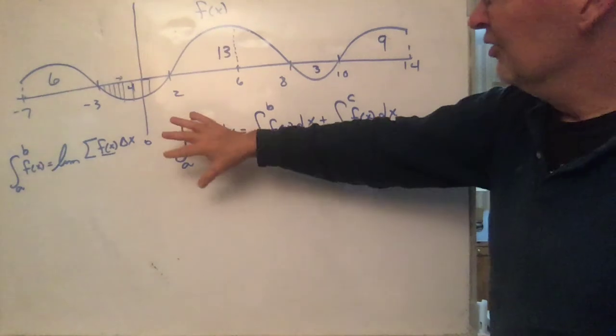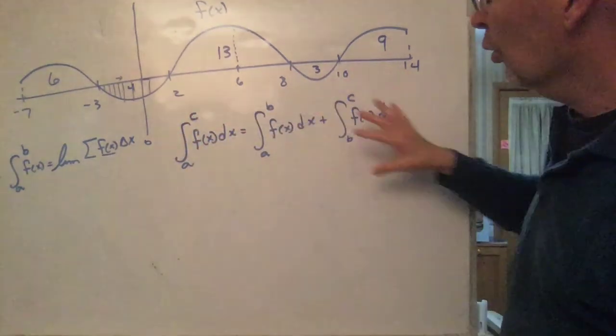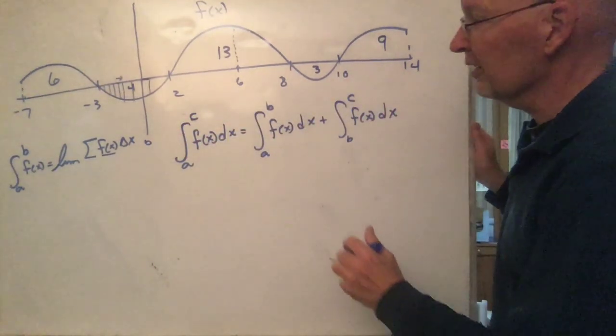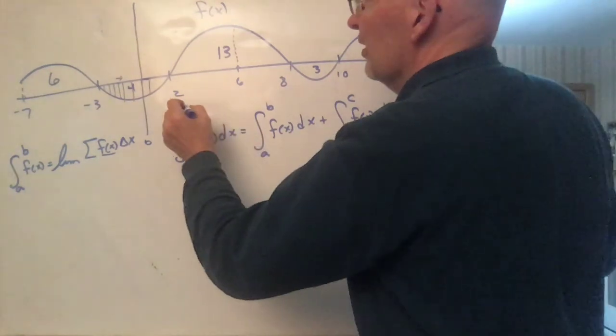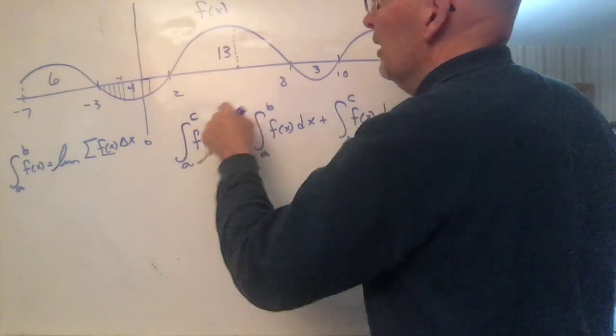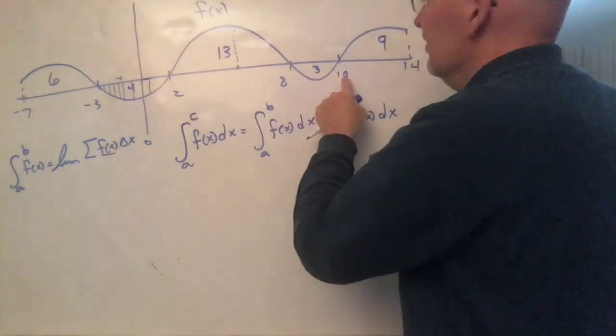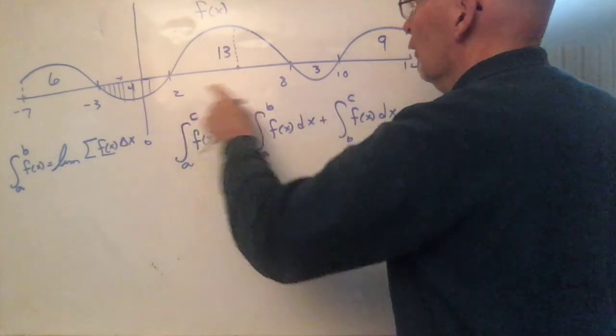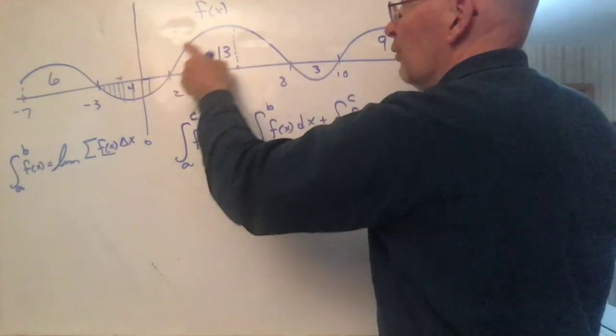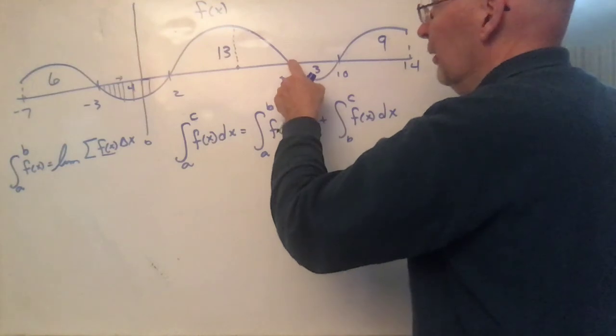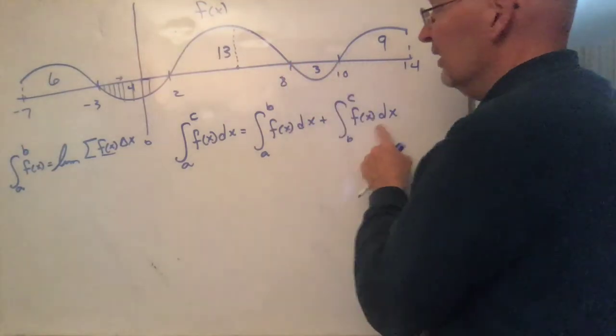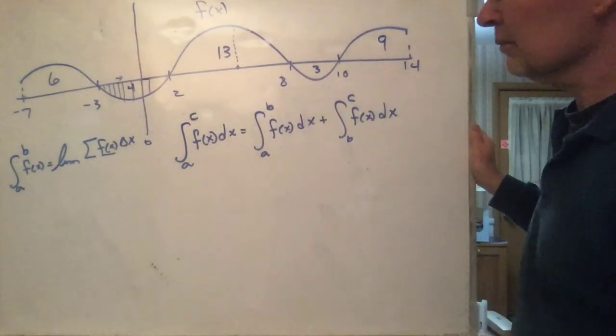And that doesn't depend at all on the order of a, b, and c. Let's look at some examples. Let's get rid of this one for the moment. If this is a, this is b, and this is c, we're saying that the integral from here to here is the value of this one, and then plus the value of that one is going to be 10. We already did that one.